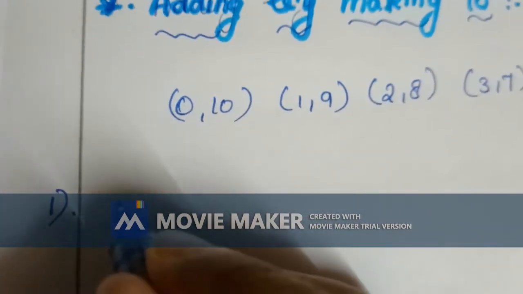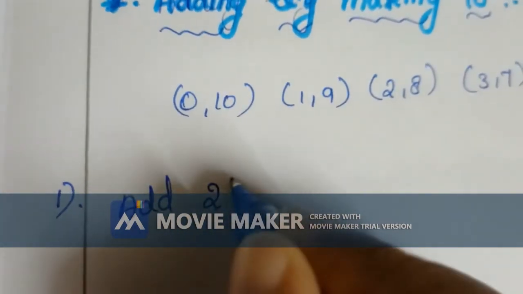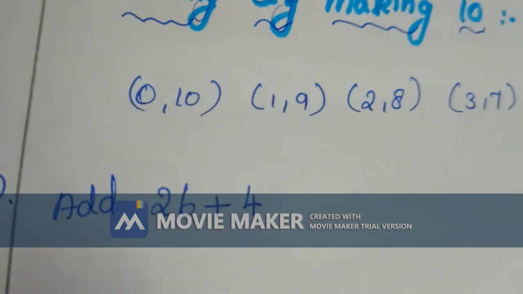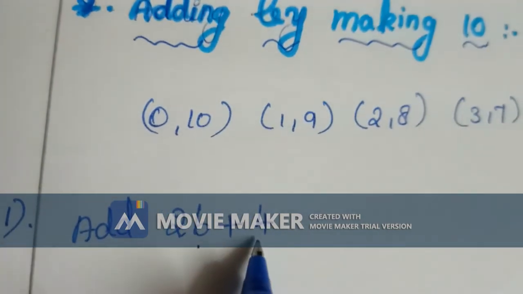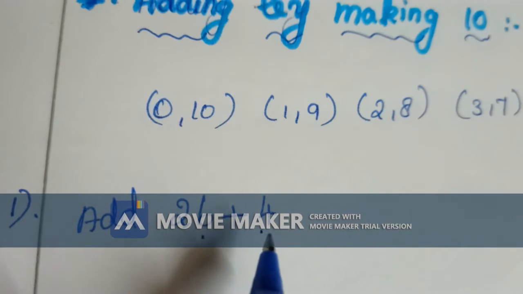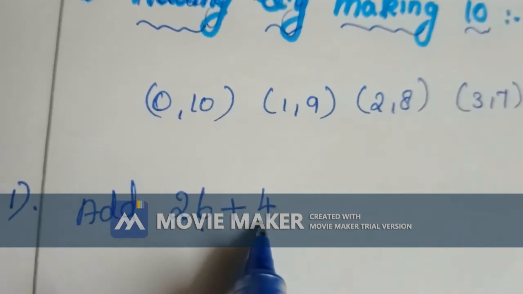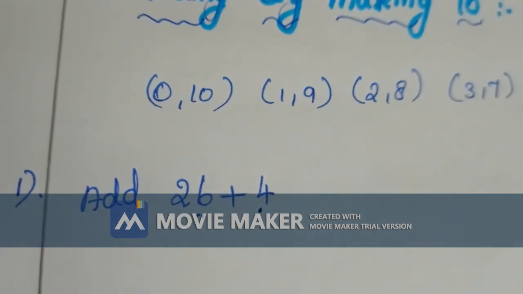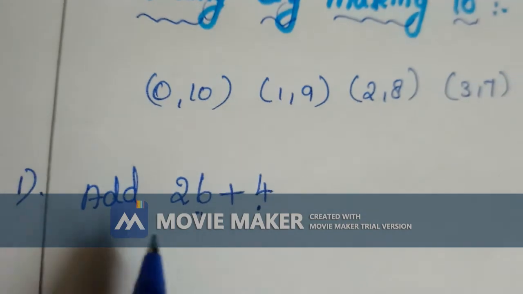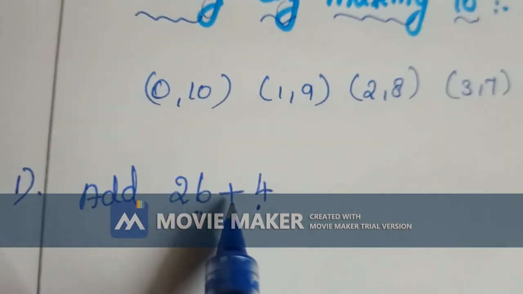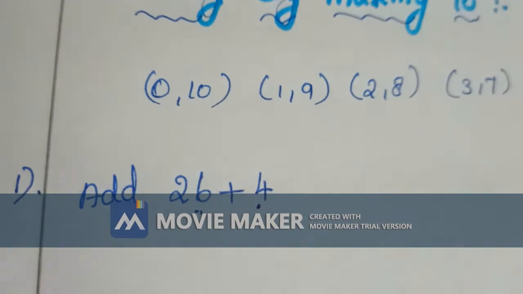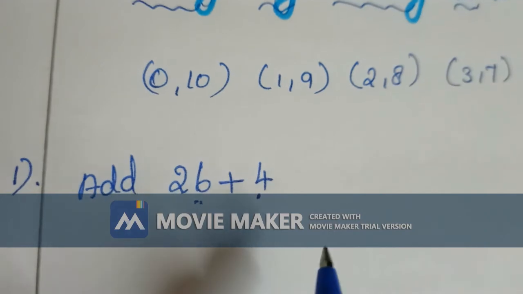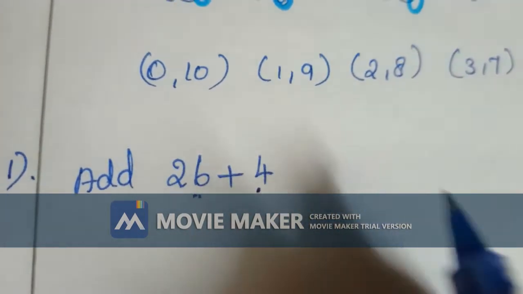So the first question, add 26 plus 4. Now children, the digits 6 and 4 are in the ones place, isn't it? Here the 4 is in the ones place and here the 6 is in the ones place. So we will first write, in the ones place add to make 10. So we will first write 26 as 20 plus 6 and then add.